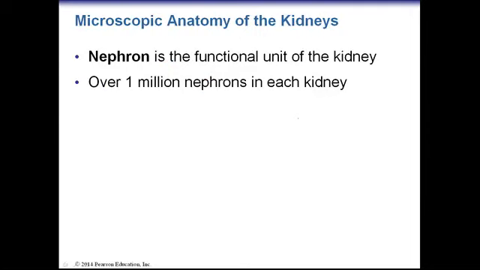A nephron is the functional unit of the kidney. Each kidney has approximately 1 million nephrons. A nephron is microscopic and cannot be replaced. So if it's damaged, that's it.